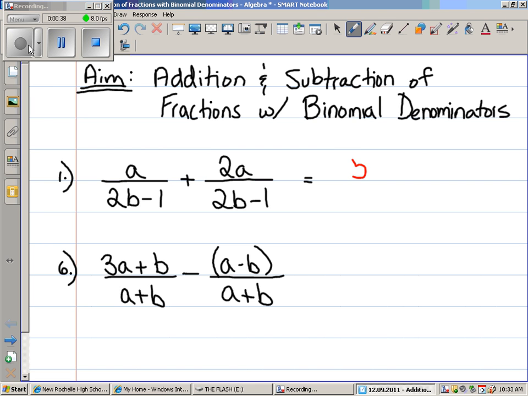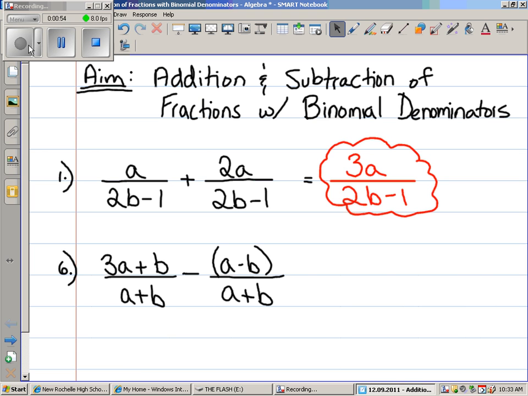Something's wrong with my computer. It's just 3a over 2b minus 1. That's it. That's all there is to it. That's the answer. It's just the idea of it.